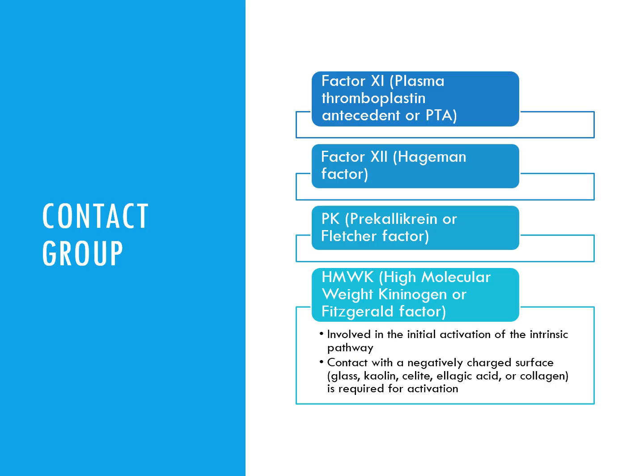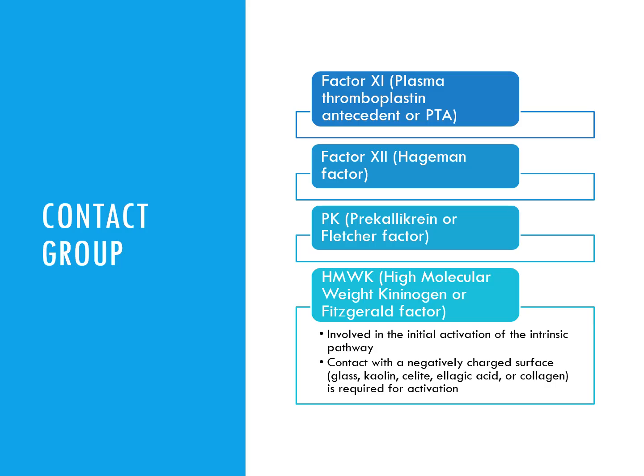The last group or family is the contact group. Factor 11 is sometimes called plasma thromboplastin antecedent, or PTA. Factor 12 is also known as the Hageman factor. PK, or prekallikrein, is also called the Fletcher factor. And then HMWK, or the high molecular weight kininogen, can also be referred to as the Fitzgerald factor. All of these coagulation factors in the contact group are involved in the initial activation of the intrinsic pathway.